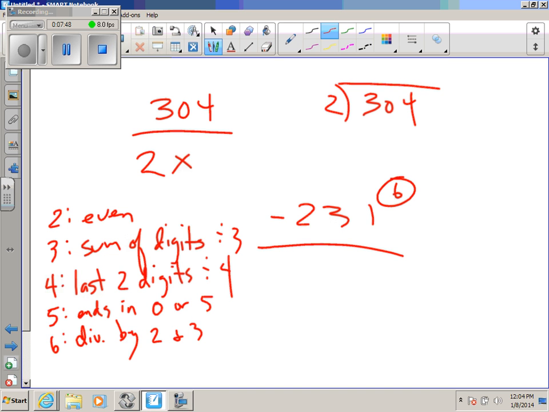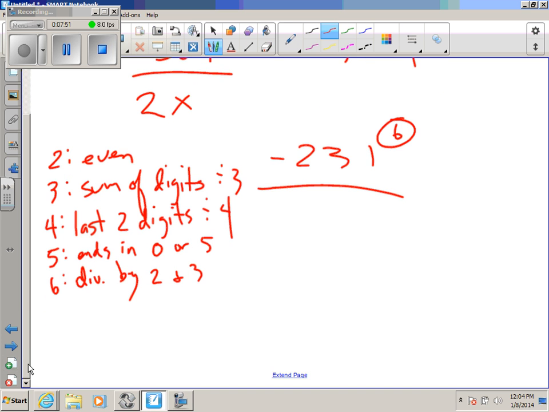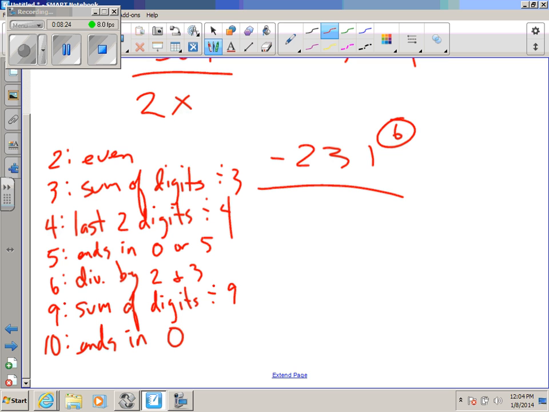Because we've been doing these since 6th grade. Right? Like which one? 6? Which one? Were you speaking of one in particular? 9? Sum of digits divisible by 9. And obviously 10 ends in 0. So in case you need them, there they are.